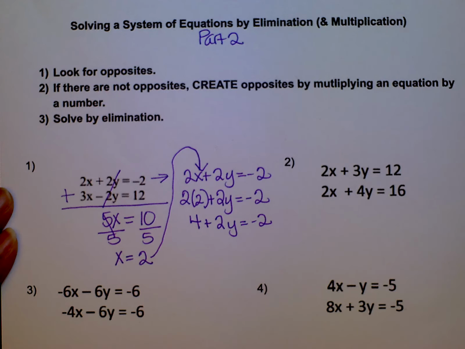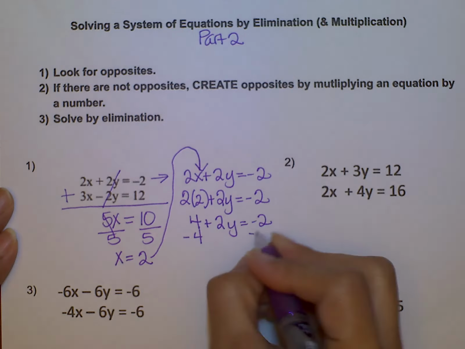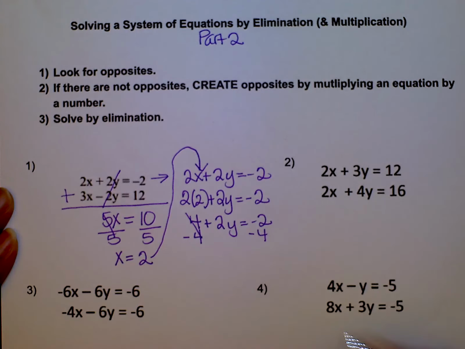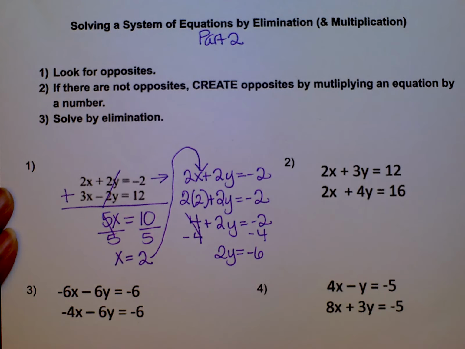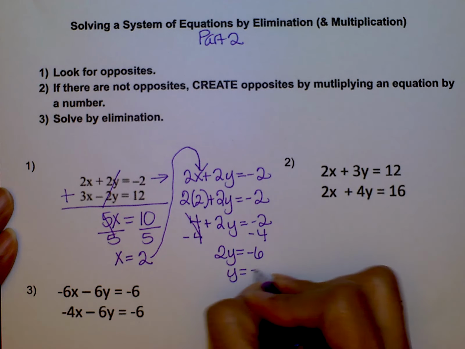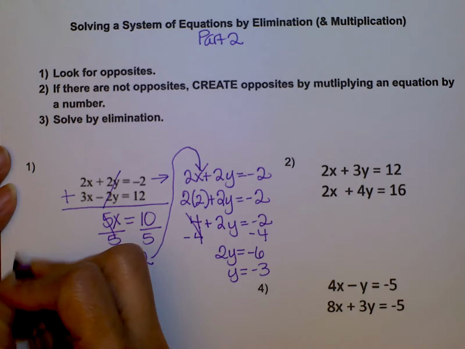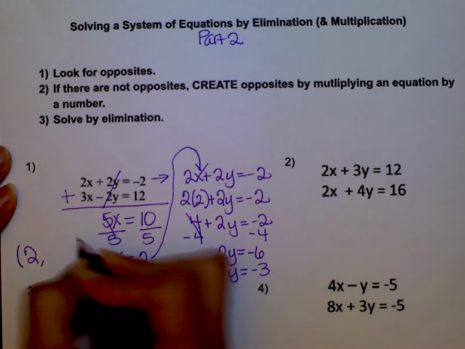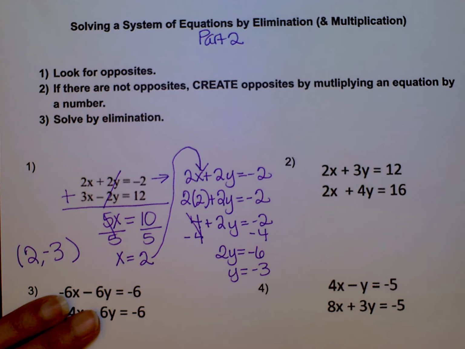So 2 times 2 is 4. Once I have this equation, I'm going to go ahead and solve my two-step equation. I'm going to subtract 4 because I want to get the y by itself. So this is what you're always going to do here. And then you've got 2y equals negative 6 and y equals negative 3. Okay, so we're going to write this as an ordered pair. So we've got 2, negative 3.